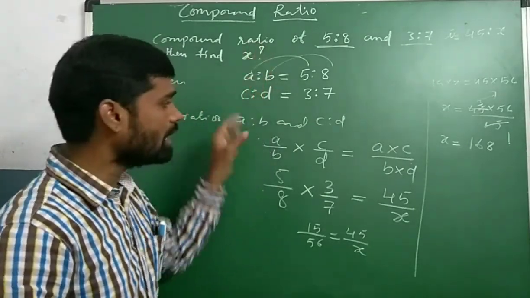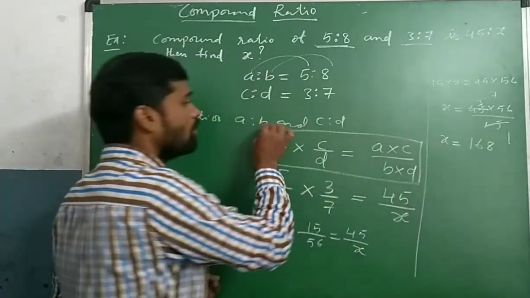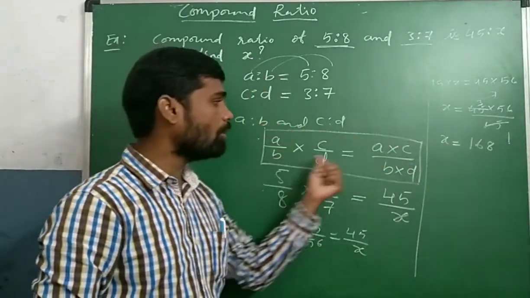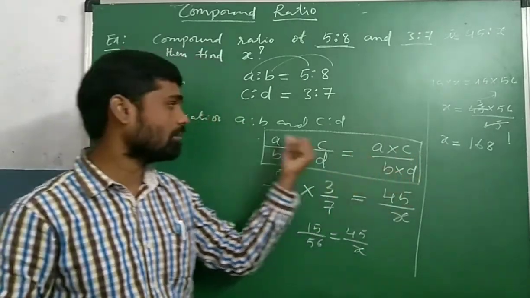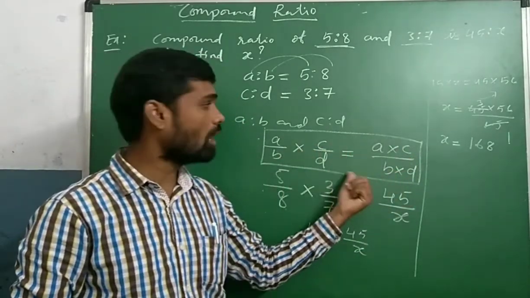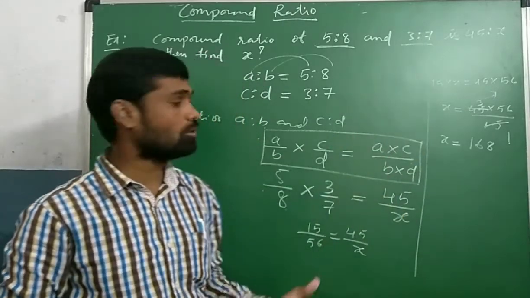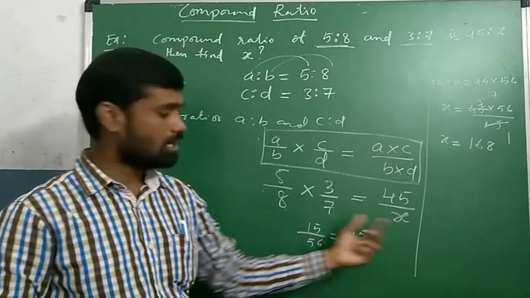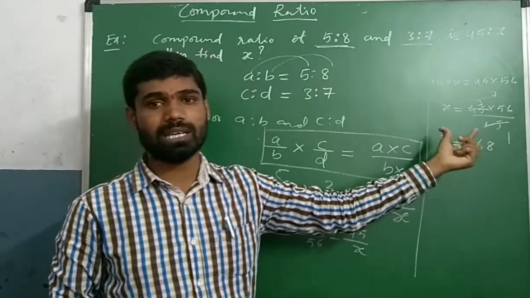So what we did here, we wrote the principle of compound ratio. When two ratios are given, the compound ratio is the product of numerators by the product of denominators, nothing but AC by BD. The compound ratio 45 by x was already given, so we have to find the value of x. After simplifying, we got the value x is equal to 168.